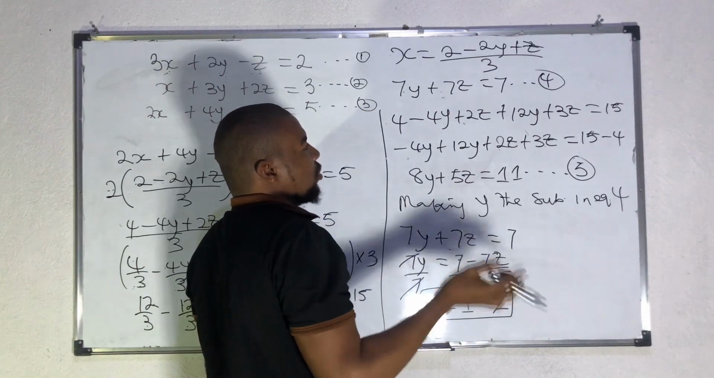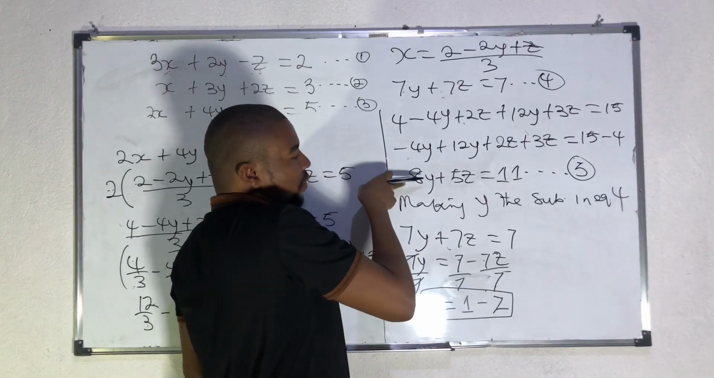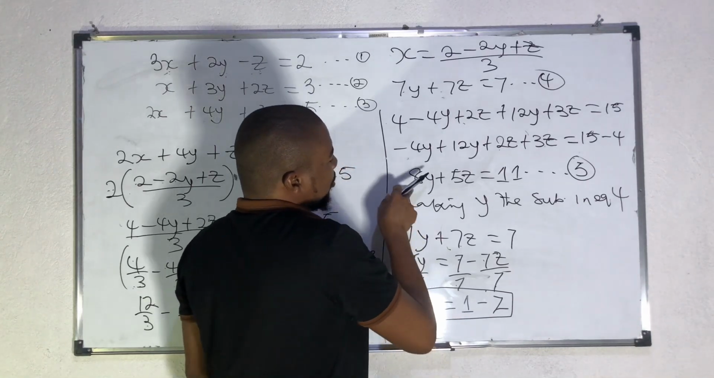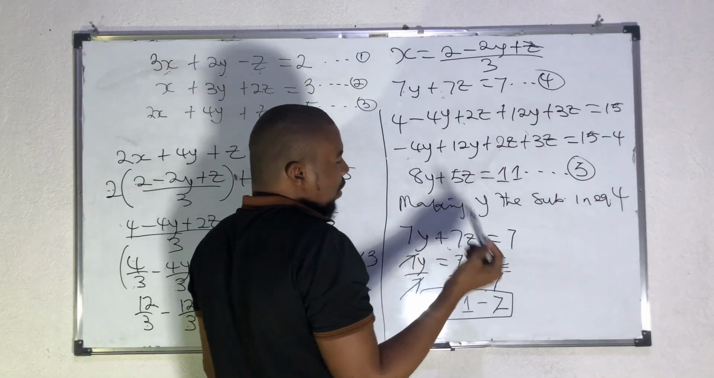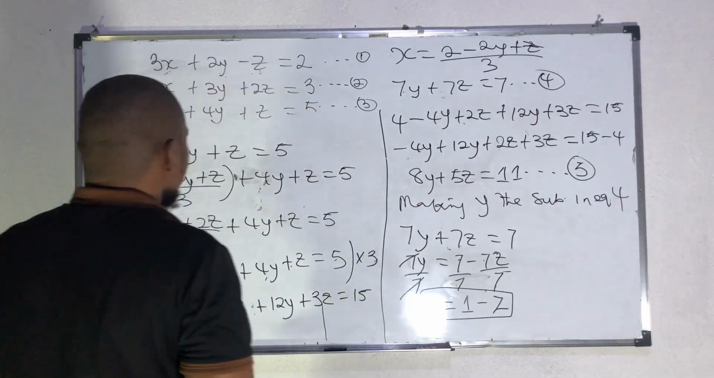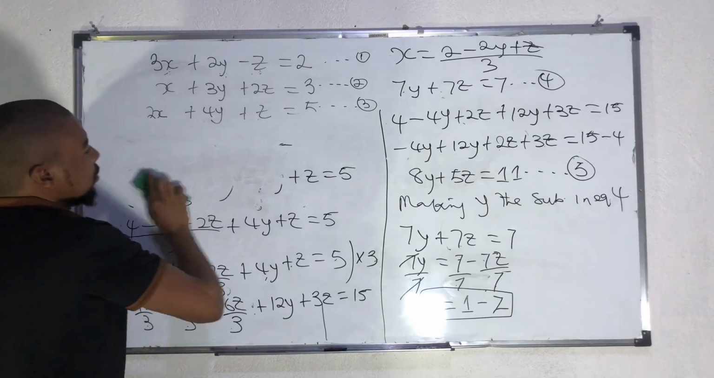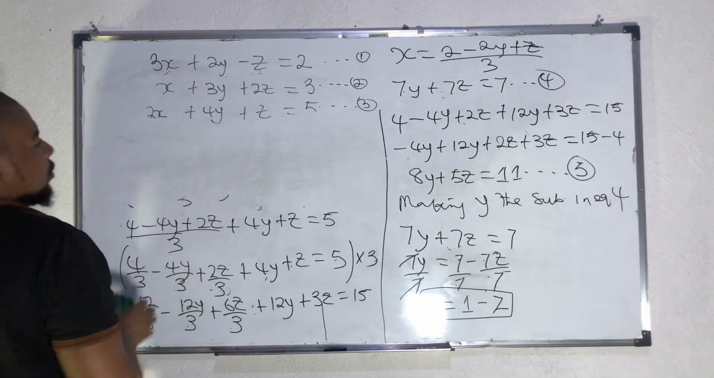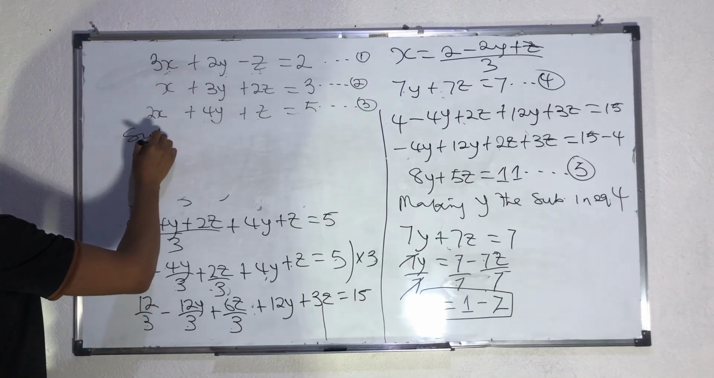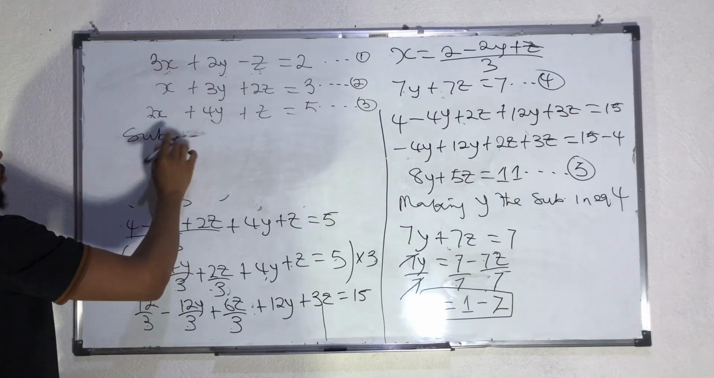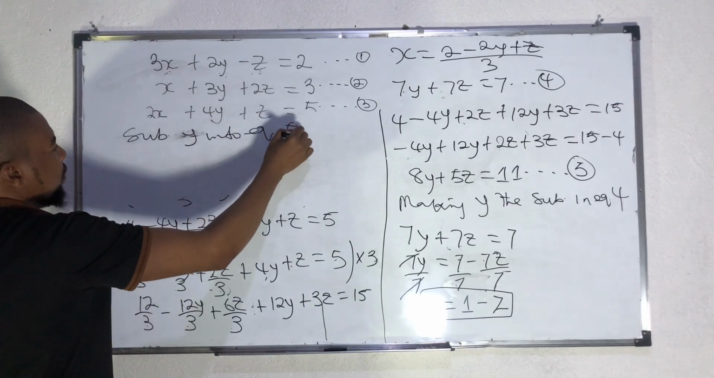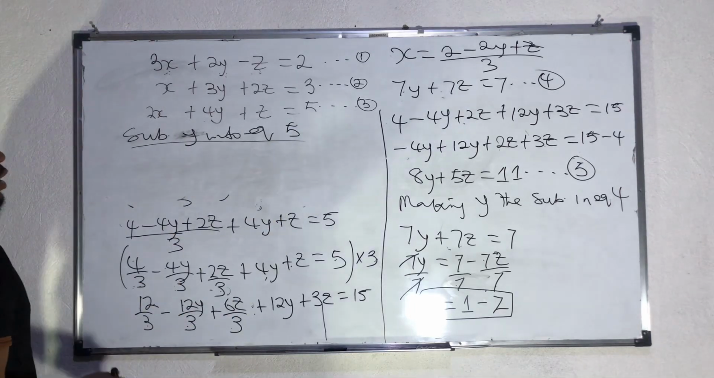The next thing to do is to substitute the value of y into equation 5 to solve for z. If you substitute y into equation 5, the y will go away and you'll be left with only z. That's how it works. Let me show you what I mean here. Let me do the substitution. Here, I would say substituting y into equation 5.